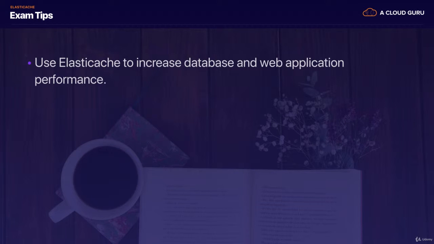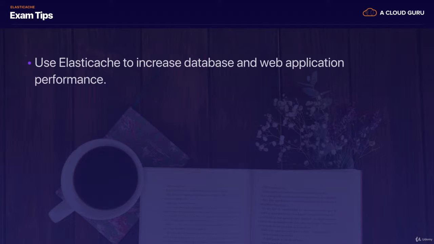So go on to my exam tips. Just remember, the main thing you need to really understand going into the Certified Solutions Architect Associate exam is the use case for Elasticache. It's used to increase your database and web application performance. Common exam scenarios will be, hey, your database is overloaded. What 2 steps could you take to make this database perform better? One is to add a read replica and then point your reads to your read replicas. And then the other is to use Elasticache.